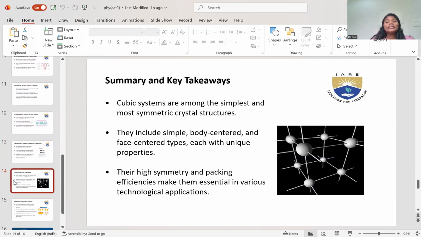Summary and key takeaways. Cubic systems are among the simplest and most symmetrical crystal structures. They include simple, body-centered, and face-centered types, each with unique properties. Their high symmetry and packing efficiency make them useful in various technological applications.